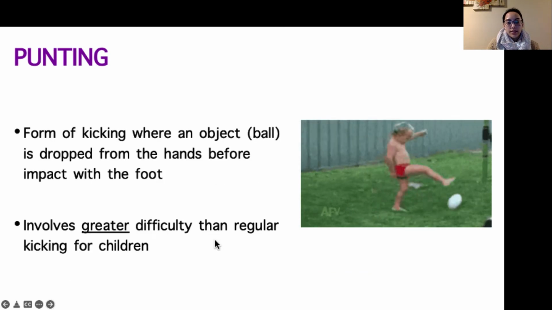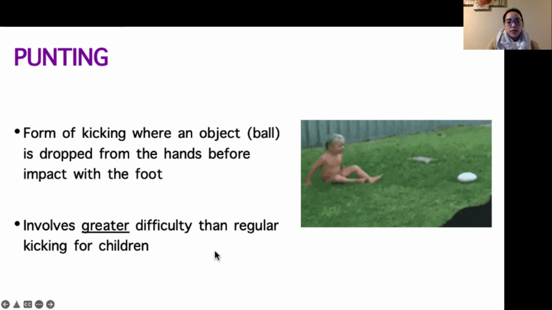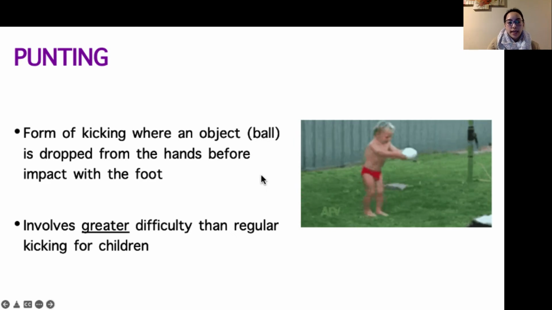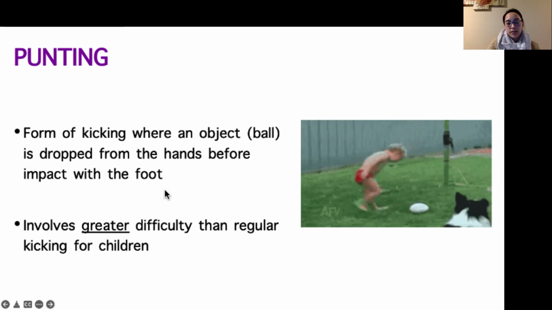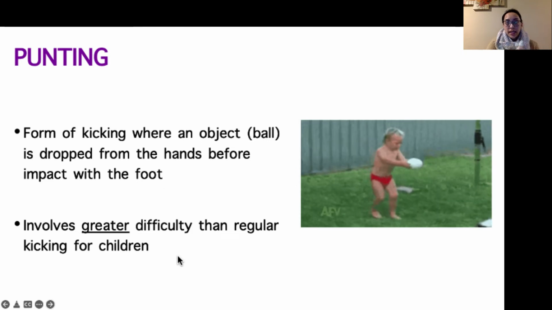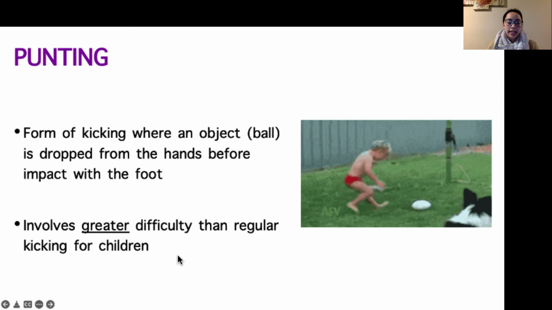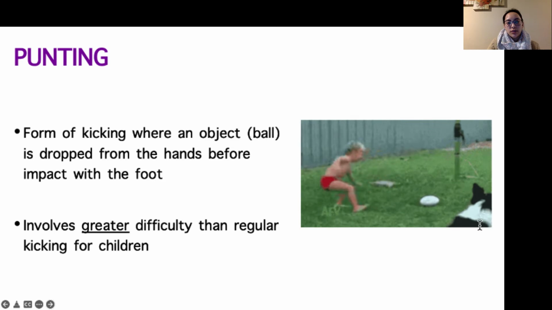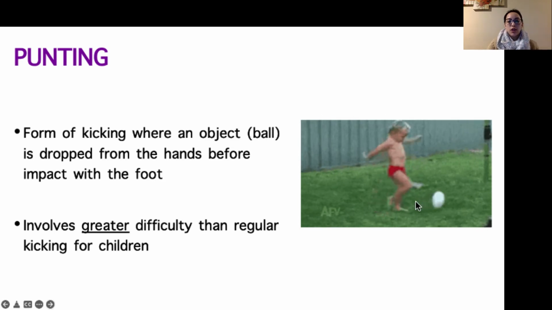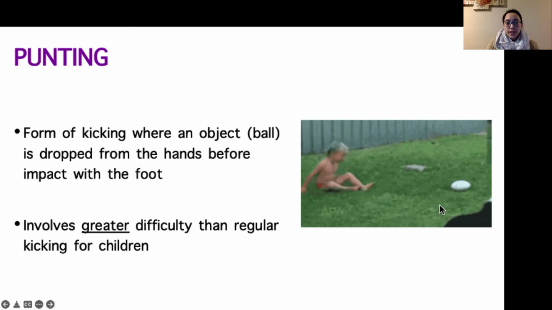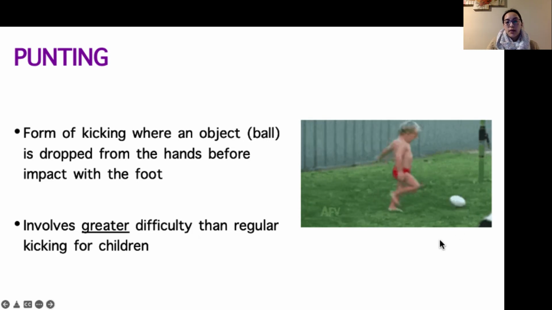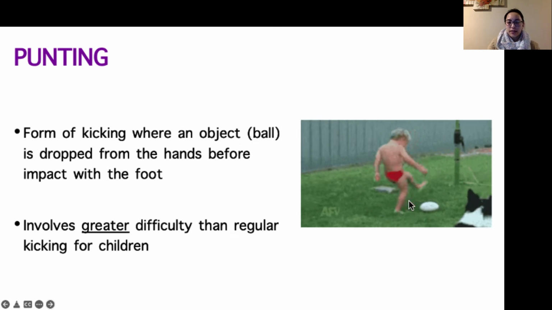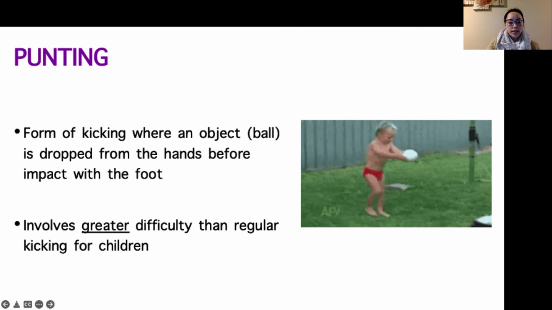Our next ballistic skill in this set is punting. Punting is a form of kicking where an object, in our case a ball, is dropped from the hands before impact with the foot. Mechanically speaking, punting is very similar to kicking, but it involves a lot more difficulty due to the temporal demands, or timing between the drop and the kick, tracking and aiming at a moving object, and then the requirement for coordination and balance, since, again, they do have to stand on one leg at one point or another during the movement sequence.